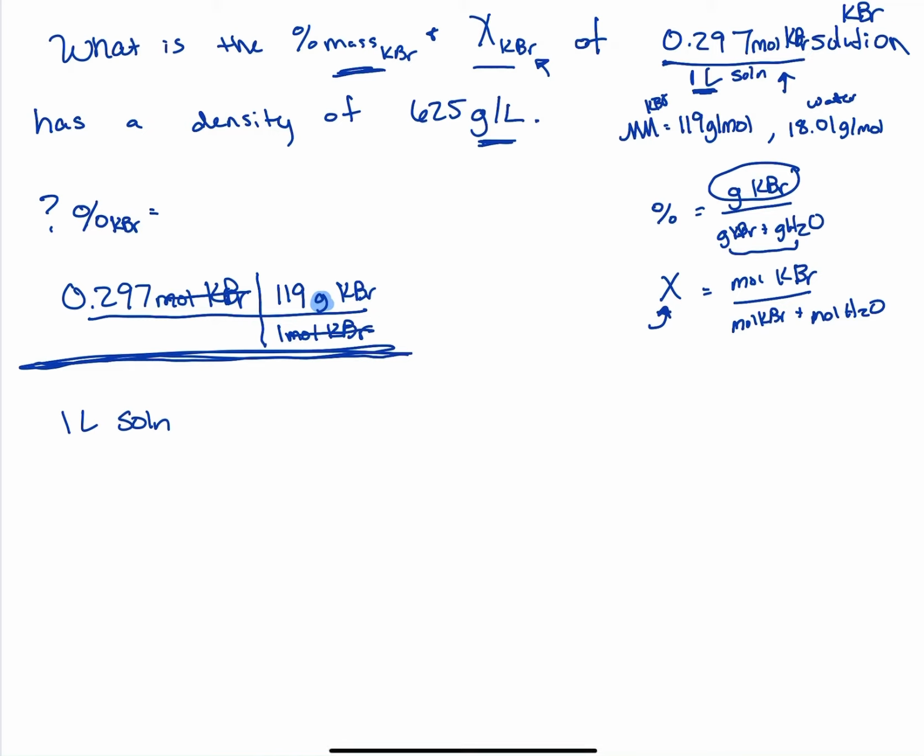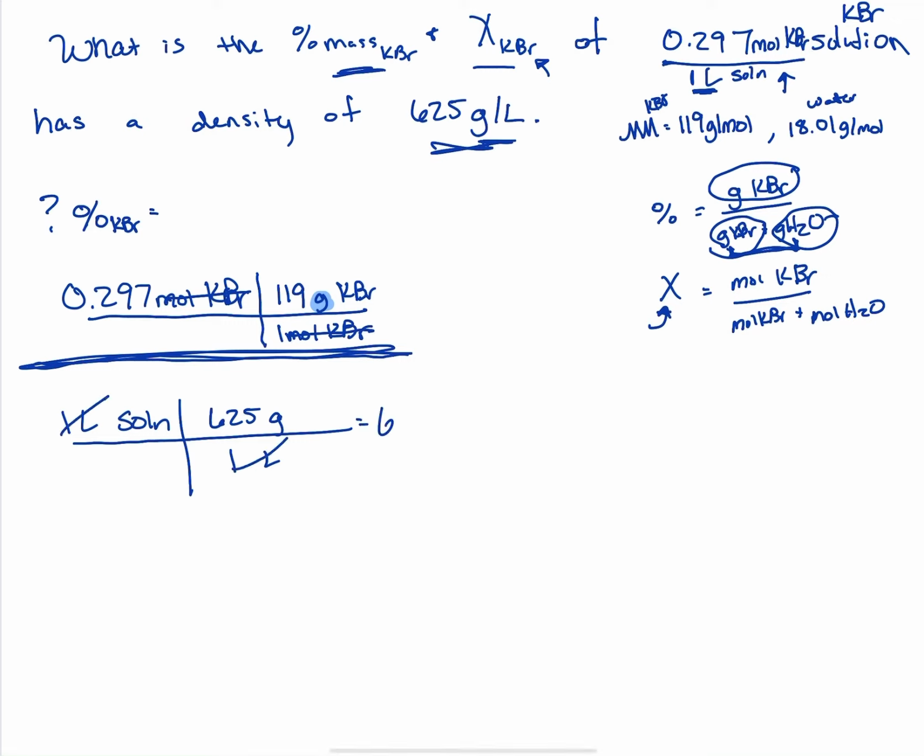Now I need my bottom unit to be the grams of the total amount. So it could either be grams of solution, or I could take each of these separately and add them together and get grams of solution. So I'm going to use my density. I have 625 grams in 1 liter. I'm going to cancel out my liters. So I've got the other unit that I need, grams of solution. I've got my total grams of everything, and I've got just my grams of my KBr.